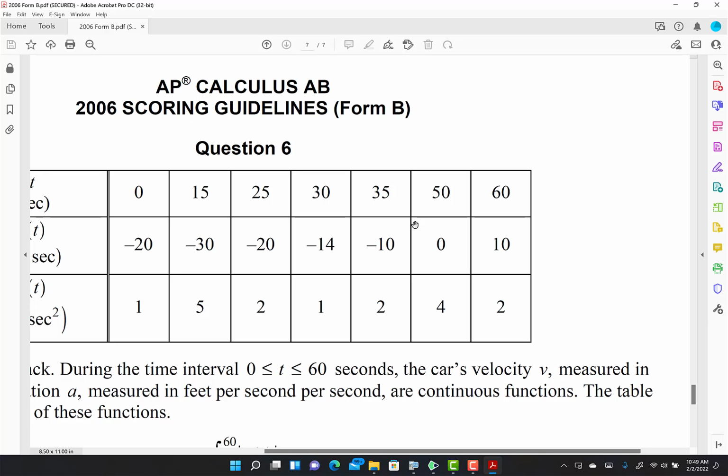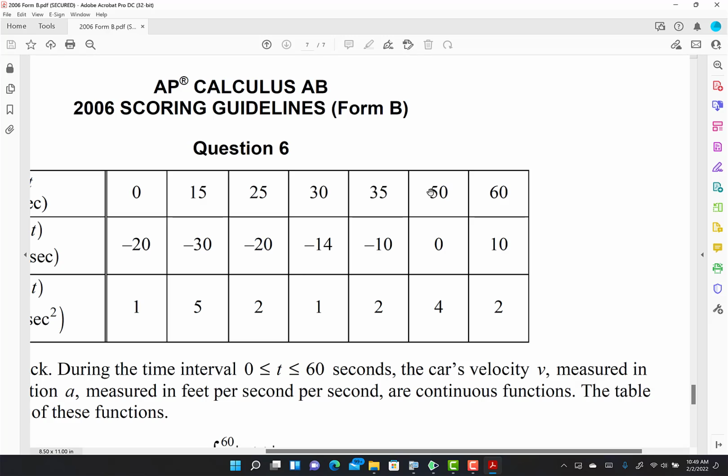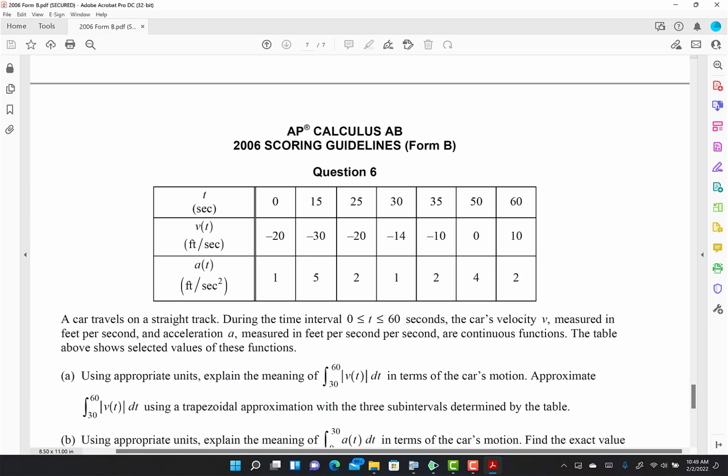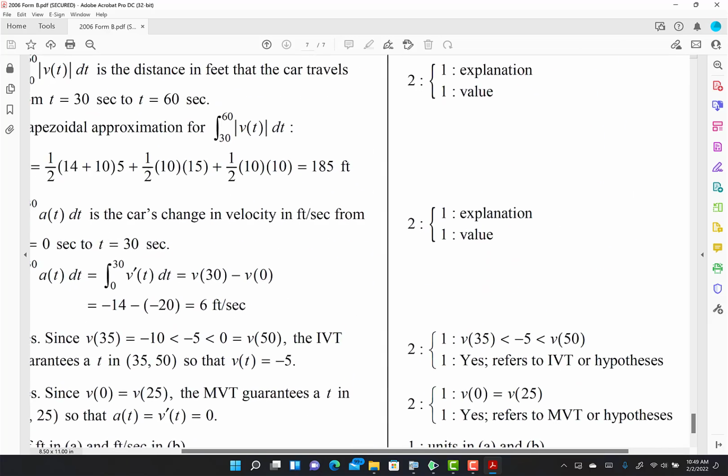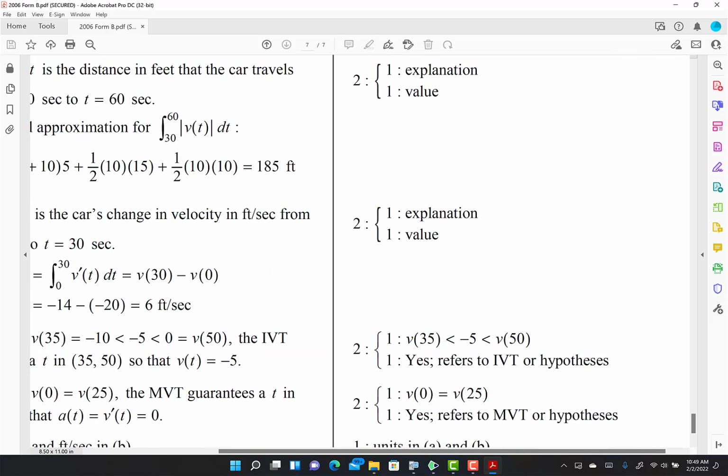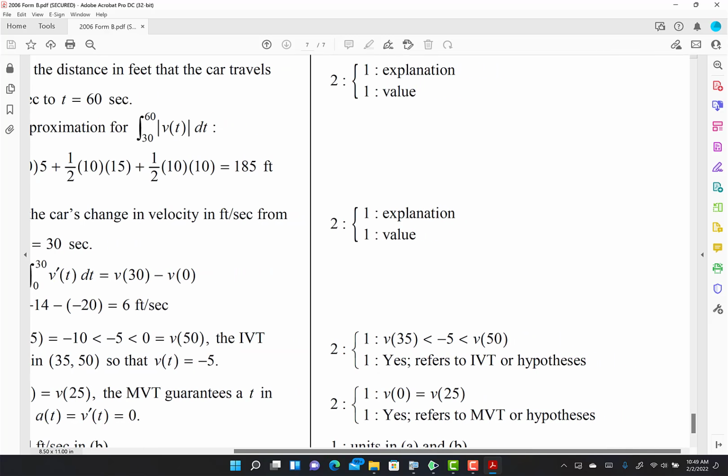Like somewhere between the 35 and 50, it happened. But you don't have to use that one. You could have used even further, say 0 to 25. You just have to make sure that whatever numbers you use, -5 is in the middle, right? That makes sense, guys? And there it is. So they gave you 2 points. Yes refers to IVT or hypothesis. Yeah, I know I said it a little weird there.